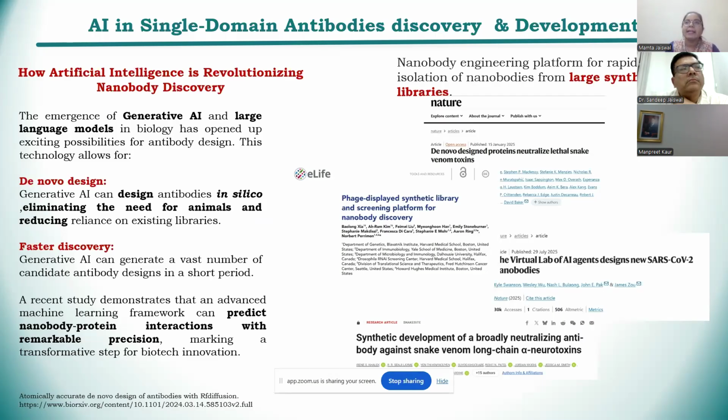So for any pathogen, or for any lethal toxin, especially in the case of snake venom or poison, we don't have to immunize the animal because it could be lethal for the animal as well. So using AI, synthetic nanobodies can eliminate the need for animals and reduce the reliance on existing libraries.